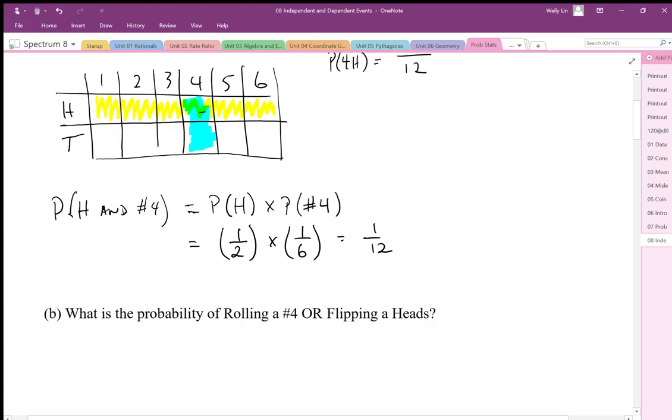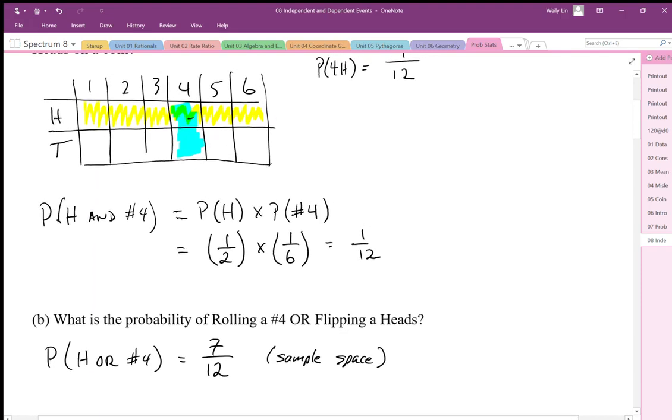Whereas if we just look at the sample space, the probability of heads or number 4, we can actually see, we just counted 1, 2, 3, 4, 5, 6, 7 events that are favorable. That is flipping heads or rolling a 4 out of 12. So again, this is from my sample space. This was very easy to do, and it's very reliable because with the sample space we see exactly what's going on.